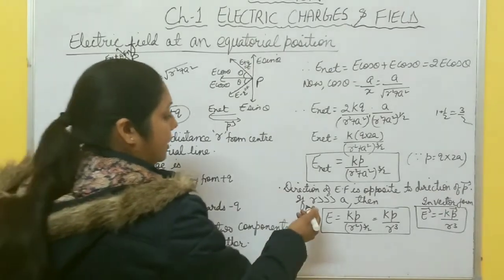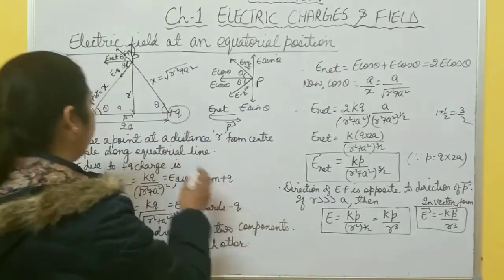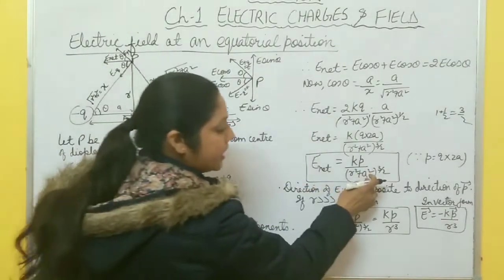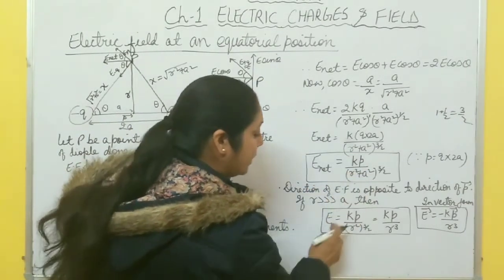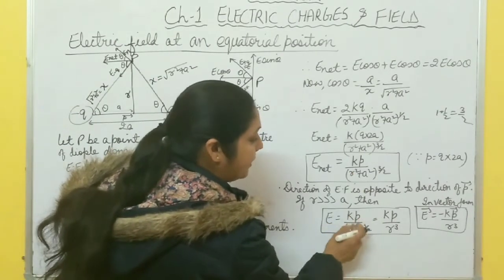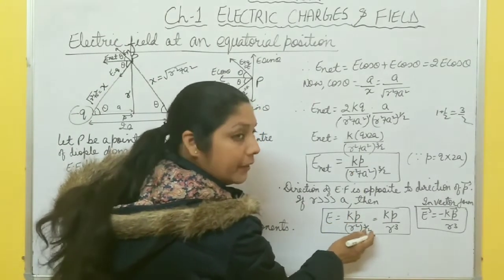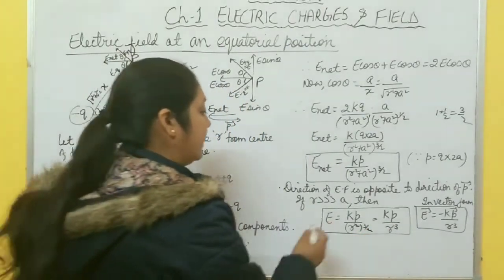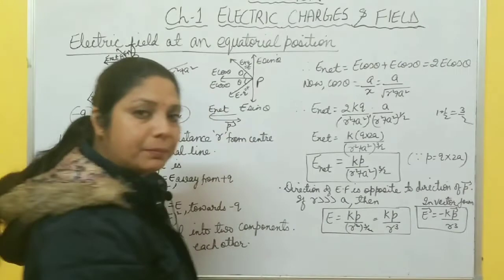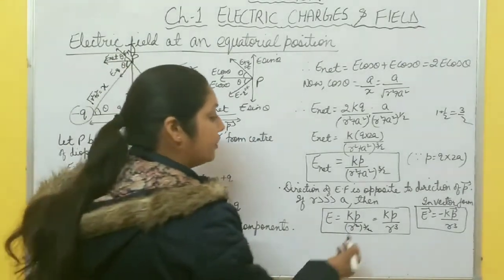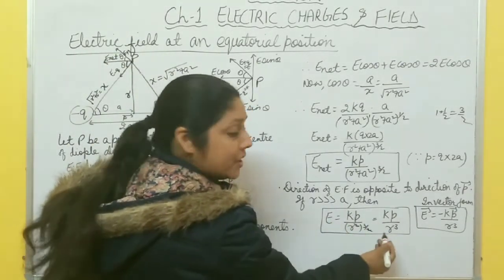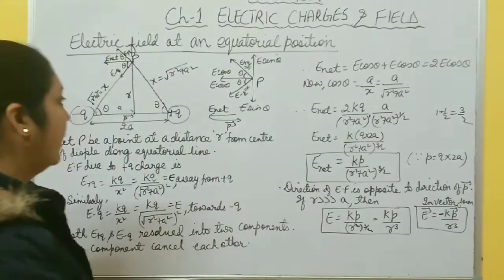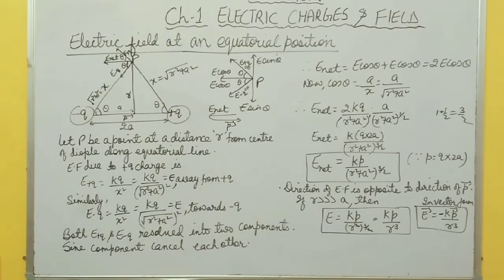Okay. If r is much greater than a, if this distance r is very much greater than this a, then a square is neglected in comparison to r square and electric field becomes kp by r square to the power 3 by 2. This 2 cancels, kp by r cube. So electric field is equal to kp by r cube. In vector form you can write E and p are in opposite direction, so you write minus sign in vector form. Okay, I think you have understood.